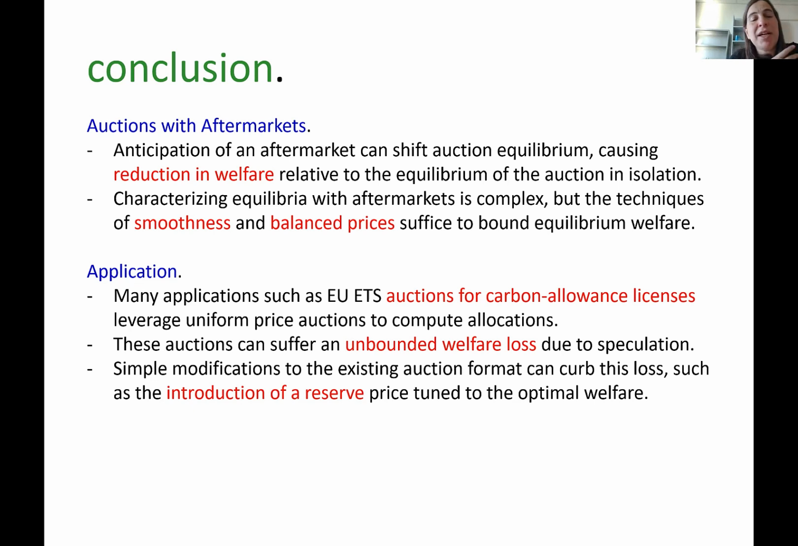And then we applied this to the EU ETS, where we show that if the EU ETS just adopts a reserve price, they can move from a scenario in which they could have unbounded welfare loss with their uniform price auctions to one in which the welfare loss is at most a constant.